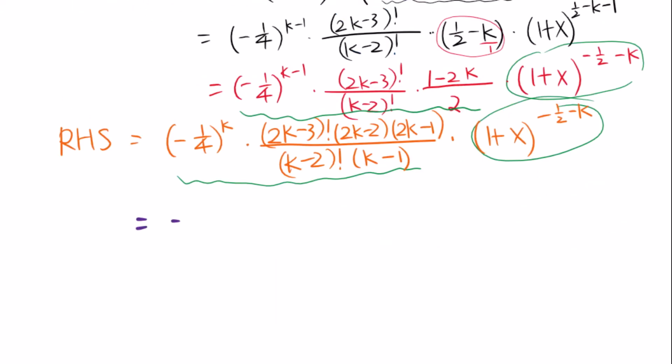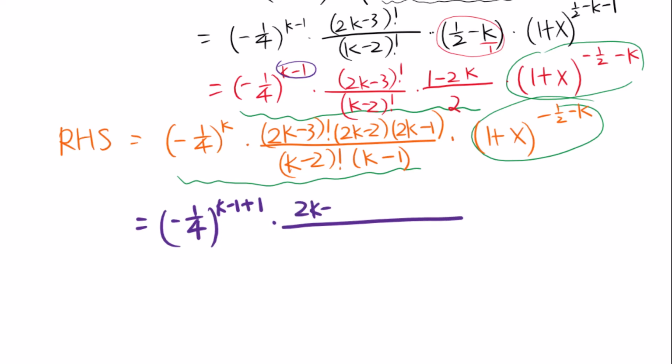Equals negative 1 over 4. I will use this k minus 1 power, k minus 1, then I add 1, times 2k minus 3 factorial. Factor 2k minus 2 as 2 times k minus 1. Then 2k minus 1.